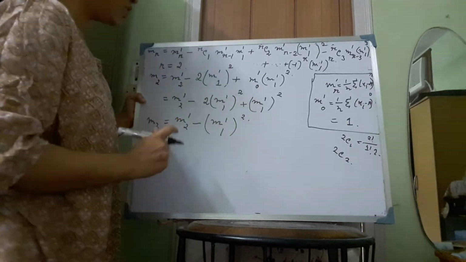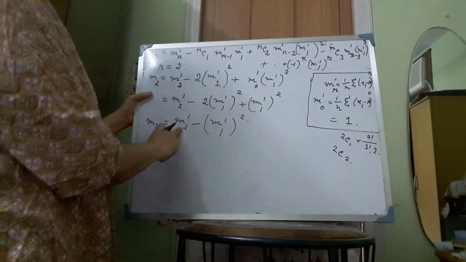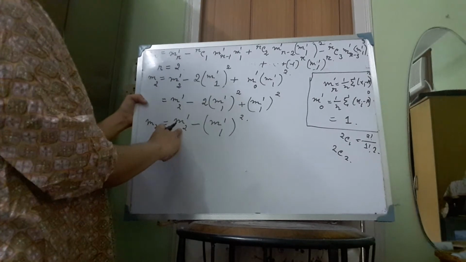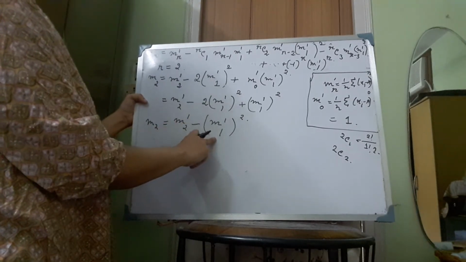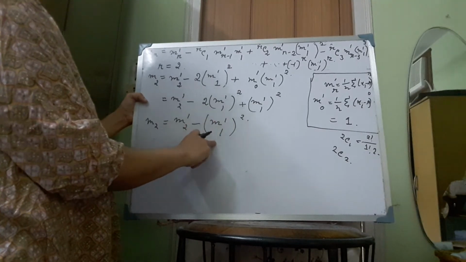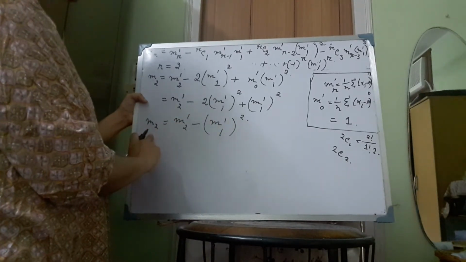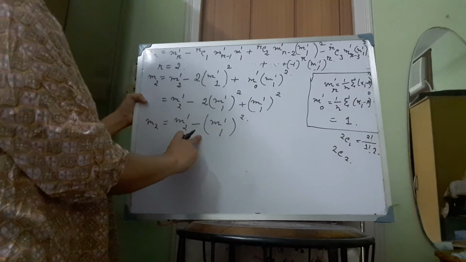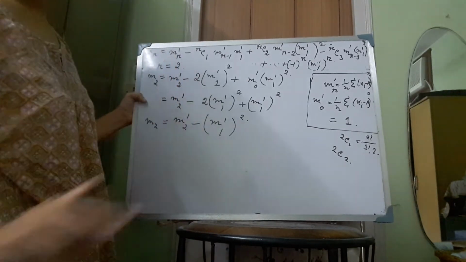So m2 is equal to m2' minus m1' square, where m2' represents the second order non-central moment, and m1' represents the first order non-central moment. So this is the relationship between the central moment and the non-central moment when the value of r is equal to 2.